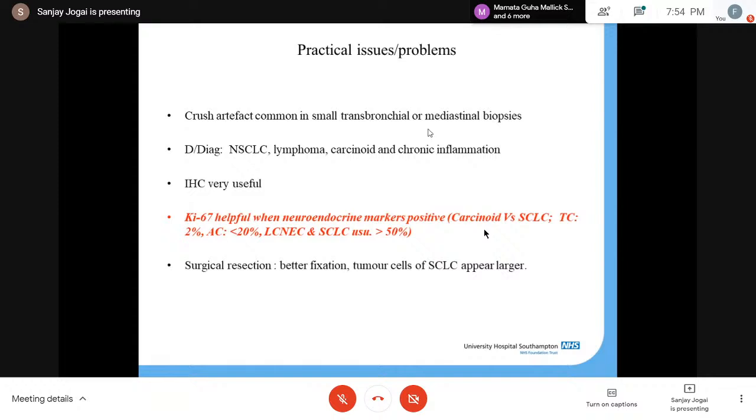My own take on this is, whenever I see a small biopsy or a core biopsy which looks like small cell carcinoma, I still always confirm it on immunos, because it's one time when you don't do that, in that case it turns out to be lymphoma, and that's the last thing you want. So always a good idea to do synaptophysin, chromogranin, CD56 and Ki67.